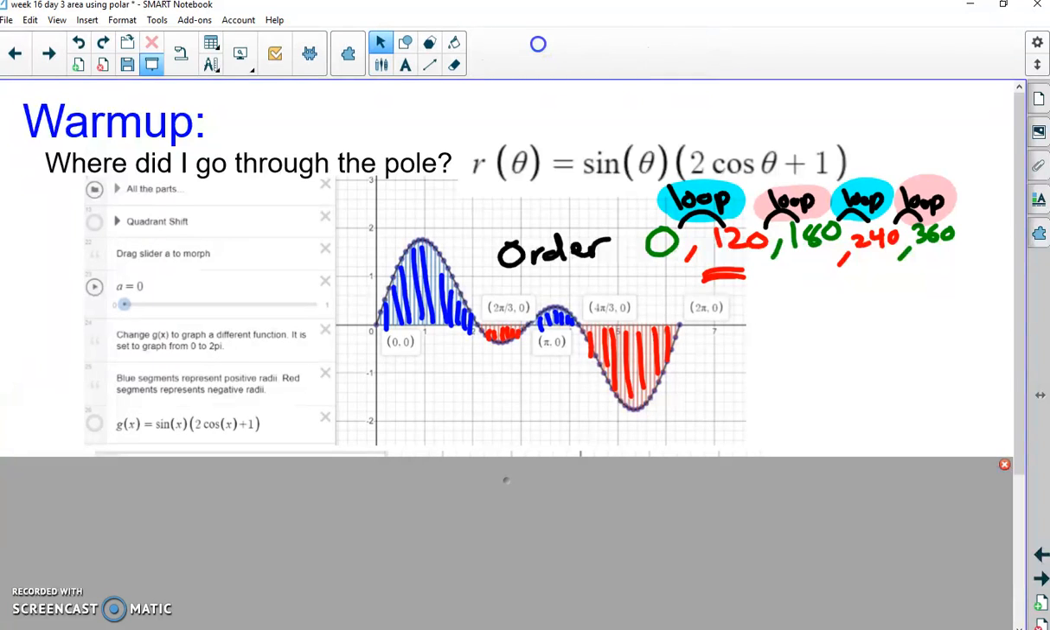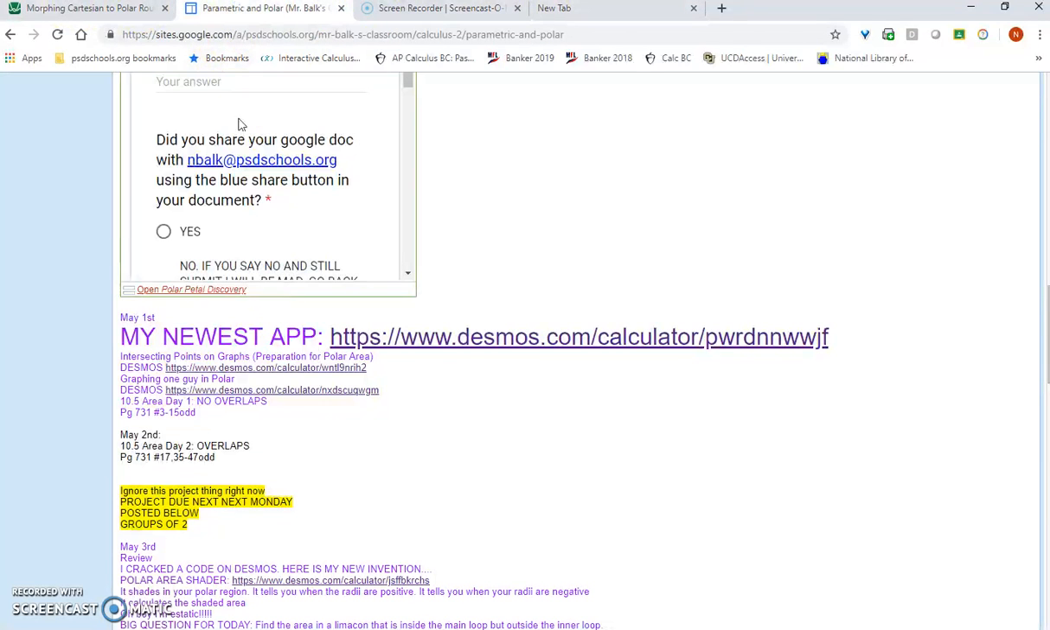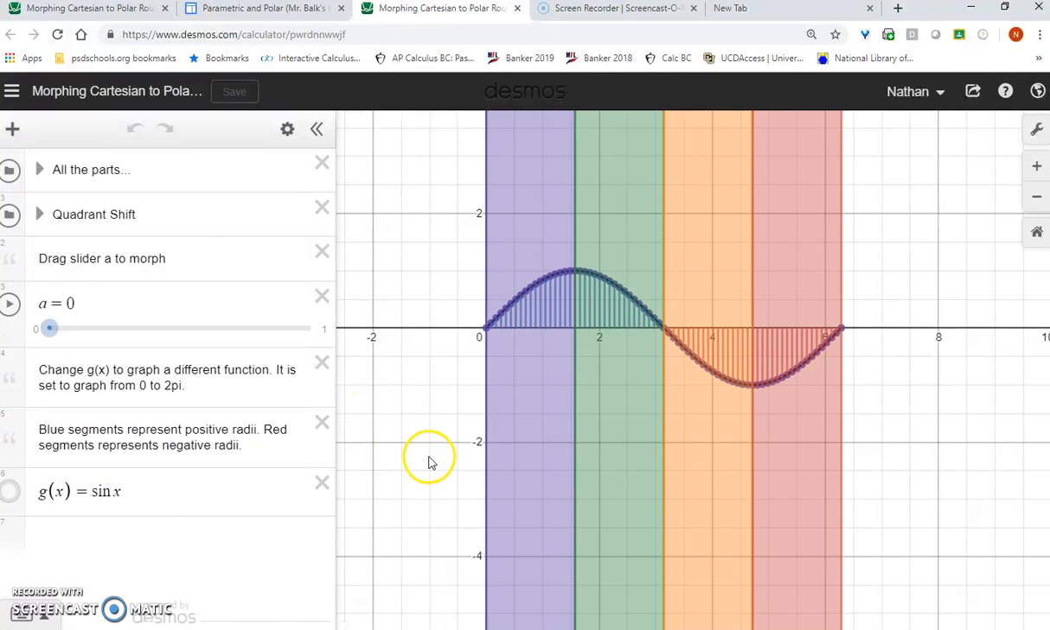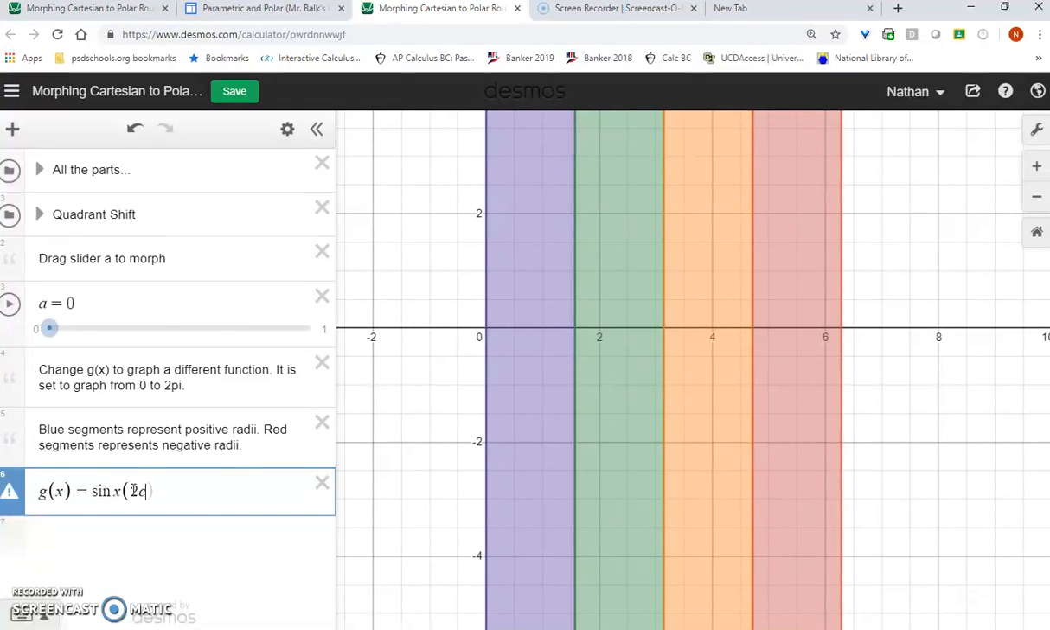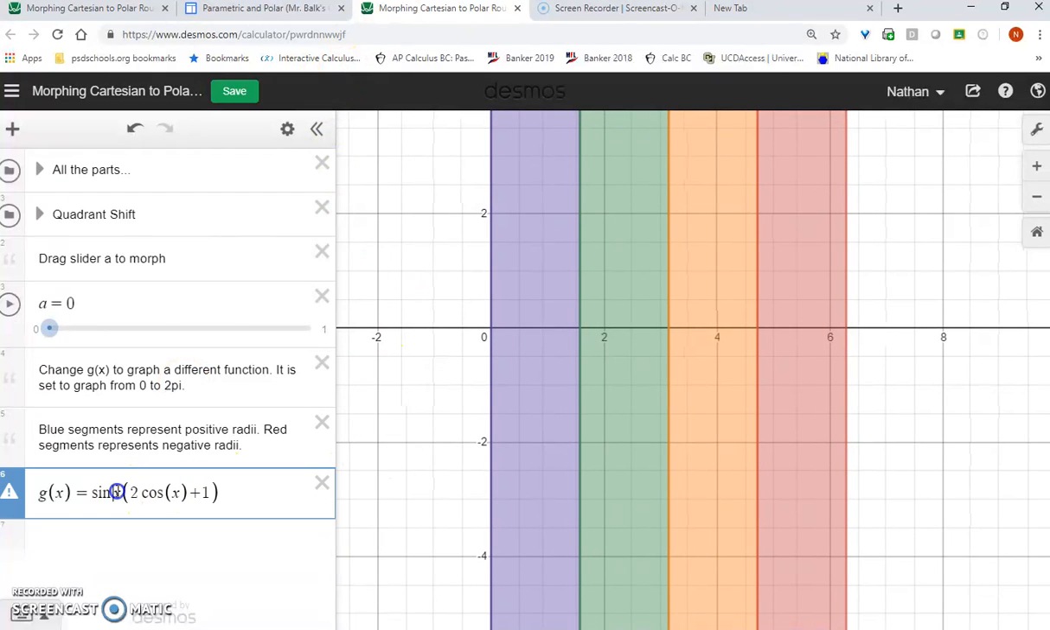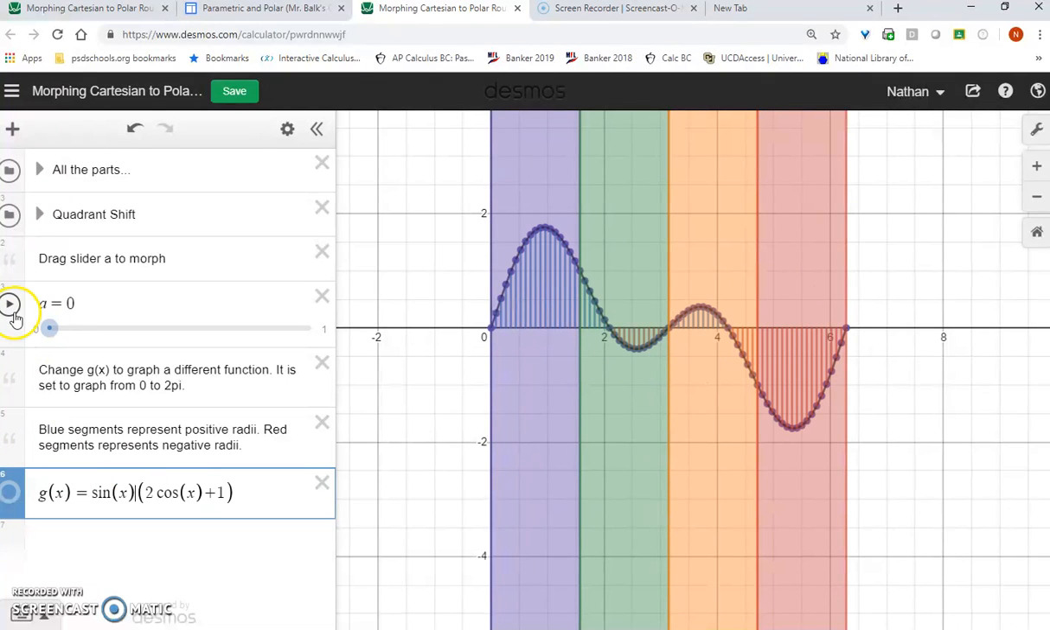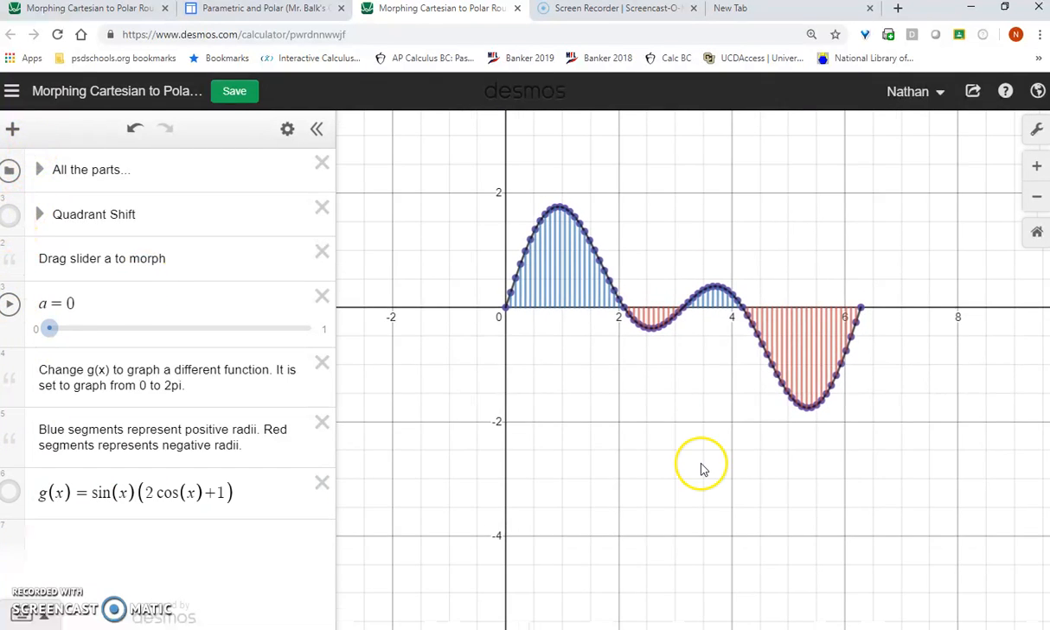Now, what I made on my program is I animated this. So it's basically me merging the two files. So let me show you how this is drawn here. Okay, so if I go to my newest app, May 1st, if I click it, okay, what was the guy again? It was sine x, 2 cosine x plus 1. Sine parentheses. Okay. I'll turn off my quadrant. Okay, here's what I have.